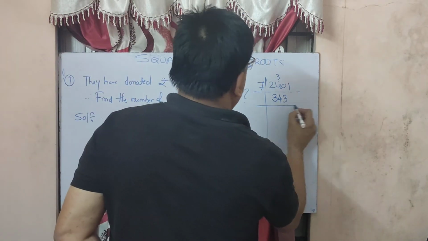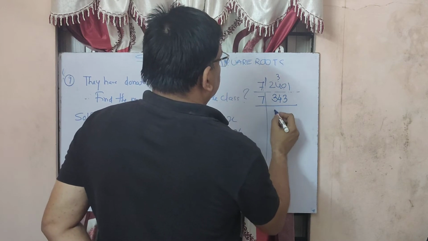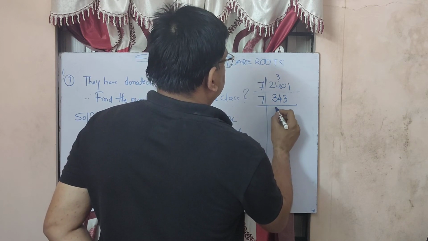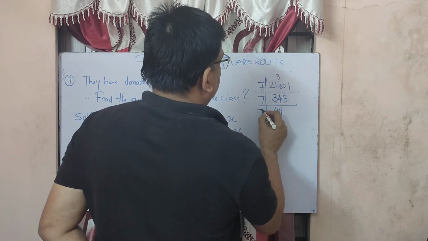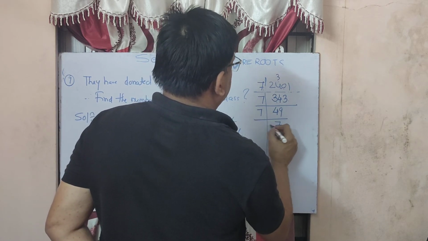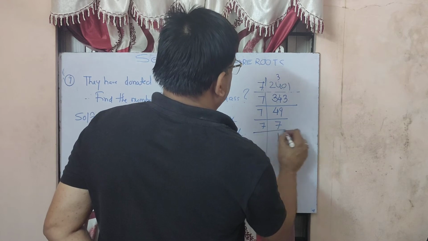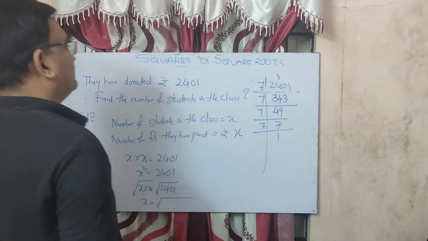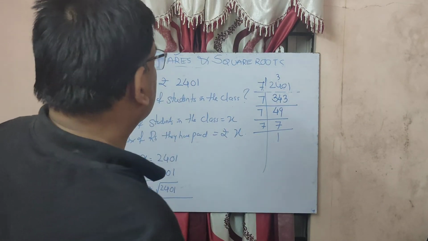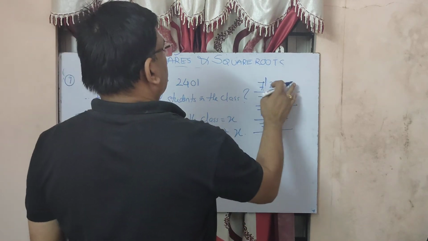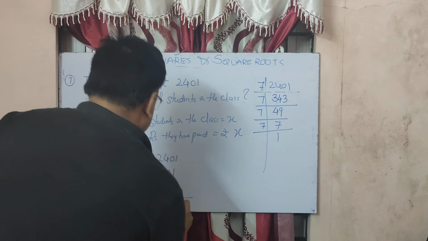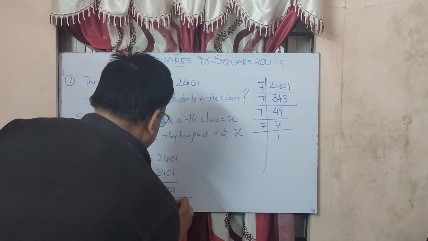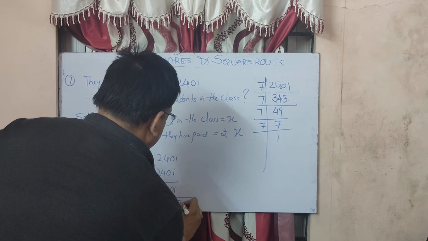Okay, now again try from 7. 7 fours are 28, 6 remains. 7 nines are 63. Again 7 sevens are 49, 7 ones are 7. So you can see the factors of 2401 are 7, 7, 7, 7. So you can write 7, 7, 7 and 7 in place of 2401.